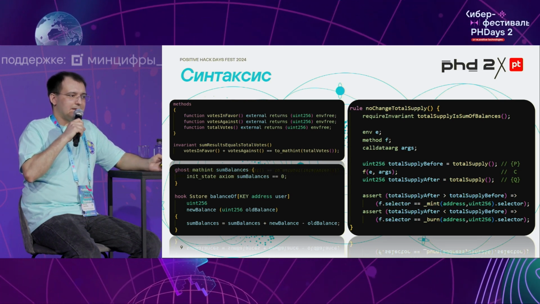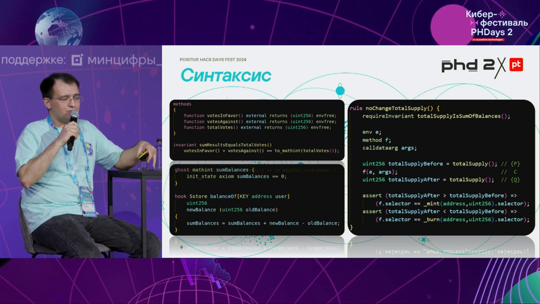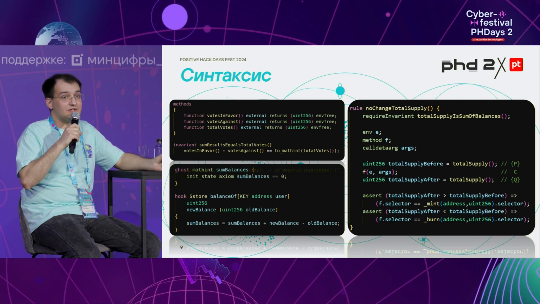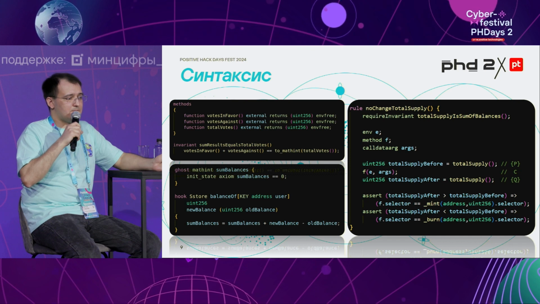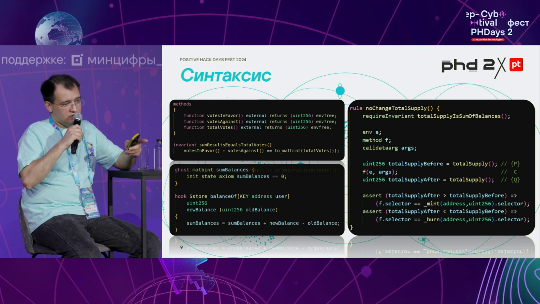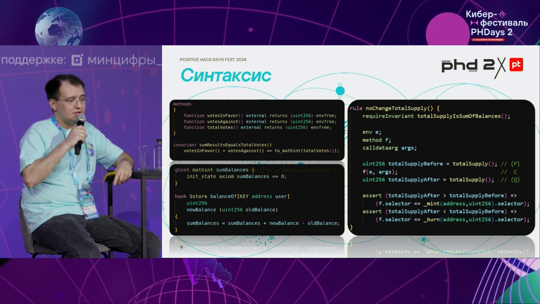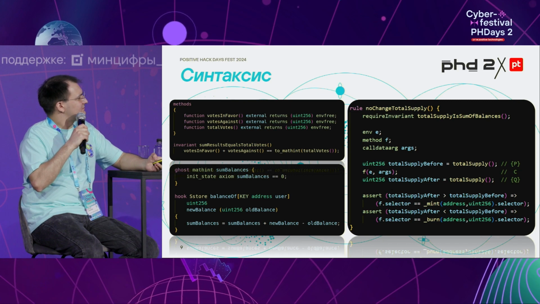There's also the envfree directive, which specifies that this function is not dependent on the environment, and it does not need all these variables like msg, tx, and block. And you can see the invariant expression. It's a small one, just a couple of lines, unlike the rule.